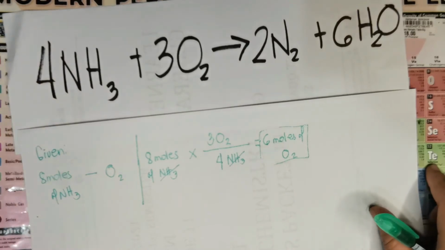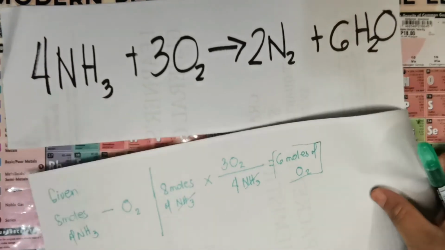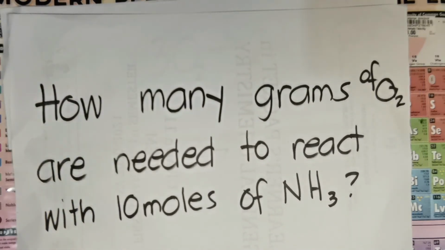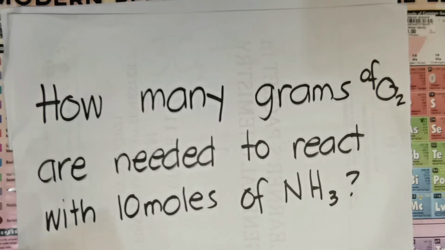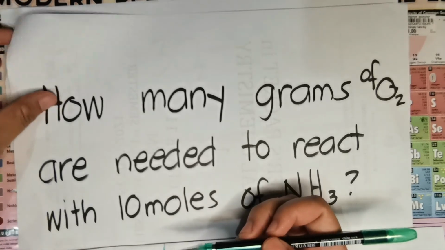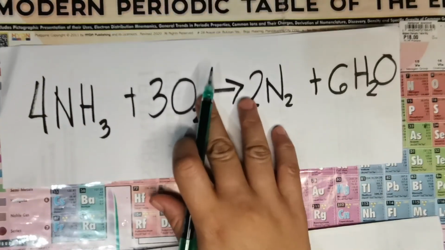Okay, next, let's have the second one. The second problem in your, yan. So, sabi dito, how many grams of oxygen gas are needed to react with 10 moles of ammonia? So, from this problem, analyze ulit natin. Ano ang hinahanap? Ang hinahanap ay grams ng oxygen gas para mag-react ang ammonia natin, which is we have 10 moles, using the same chemical equation. Okay?